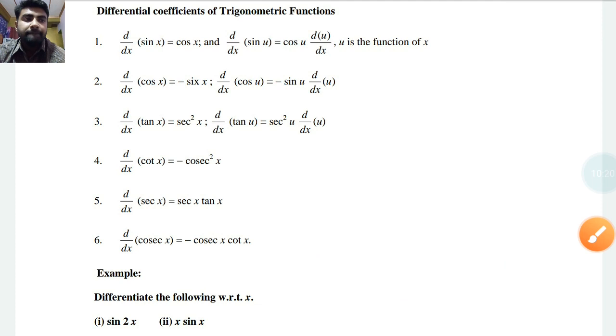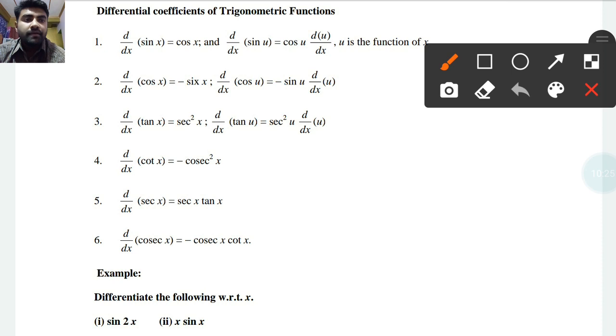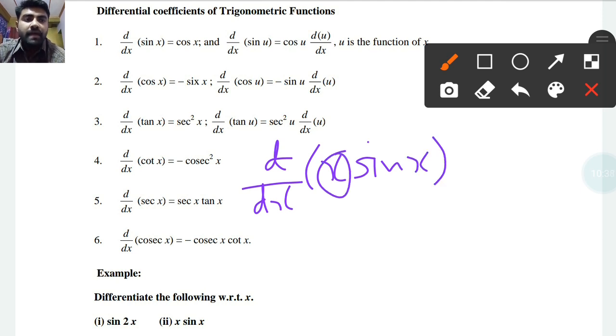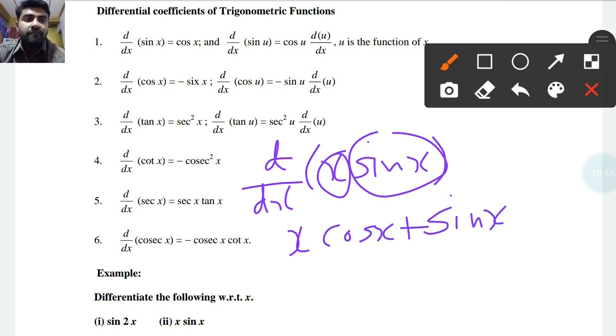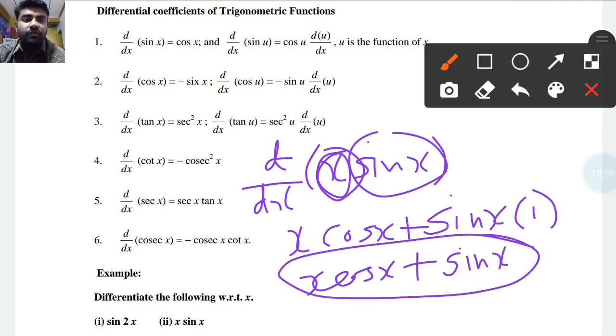Now time for the second, x sin x, right? So see here, we have to apply the multiplication rule. So differentiation of x sin x, right? First term as it is, second term differentiation, sin x differentiation is cos x, plus second term sin x as it is, first term differentiation, dx by dx will be 1. So that is x cos x plus sin x. So this is the solution of the second equation.